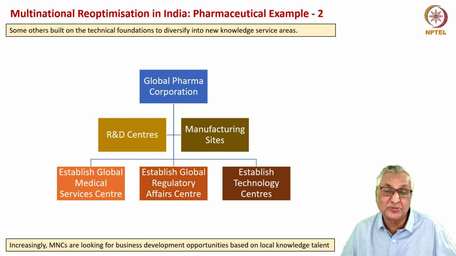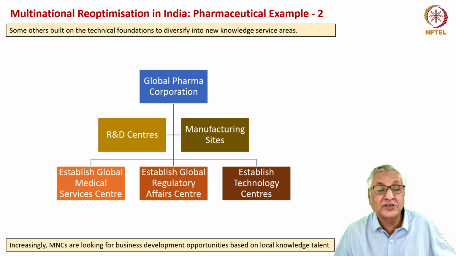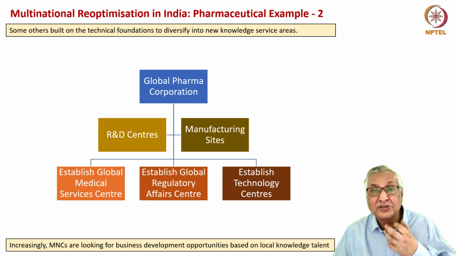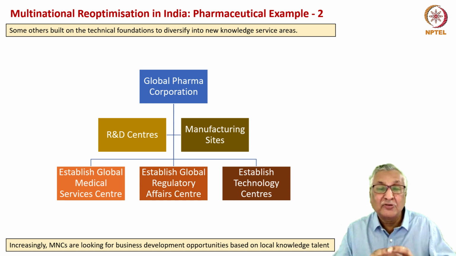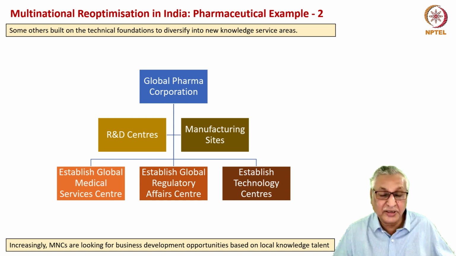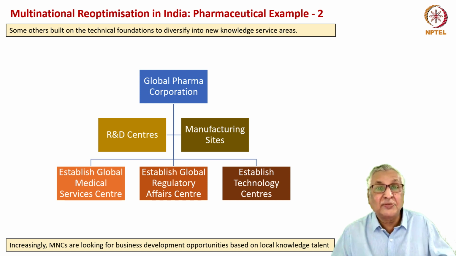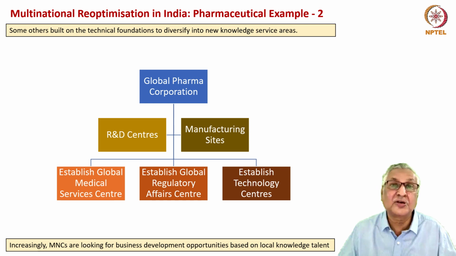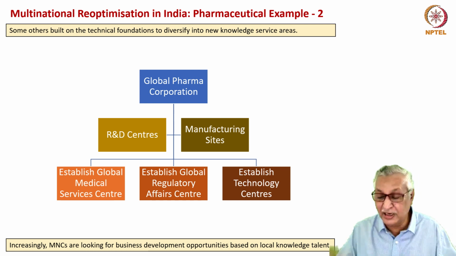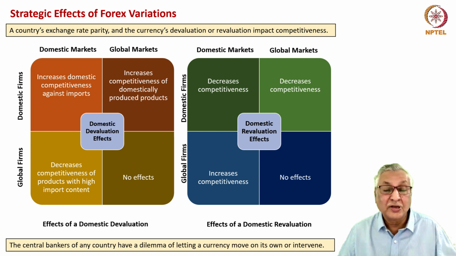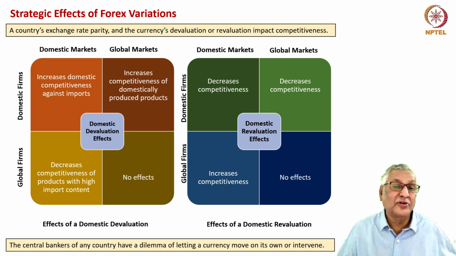This is the perfect example of Hospira, which set up its manufacturing sites and R&D centers in India, and then went on to establish a global medical services center, a global regulatory affairs center, and technology centers. Together, this has become the working model of Hospira in India, and also of Pfizer, which has taken over Hospira India. So increasingly, MNCs are looking for business development opportunities based on local knowledge talent, and this model helps them in that process.